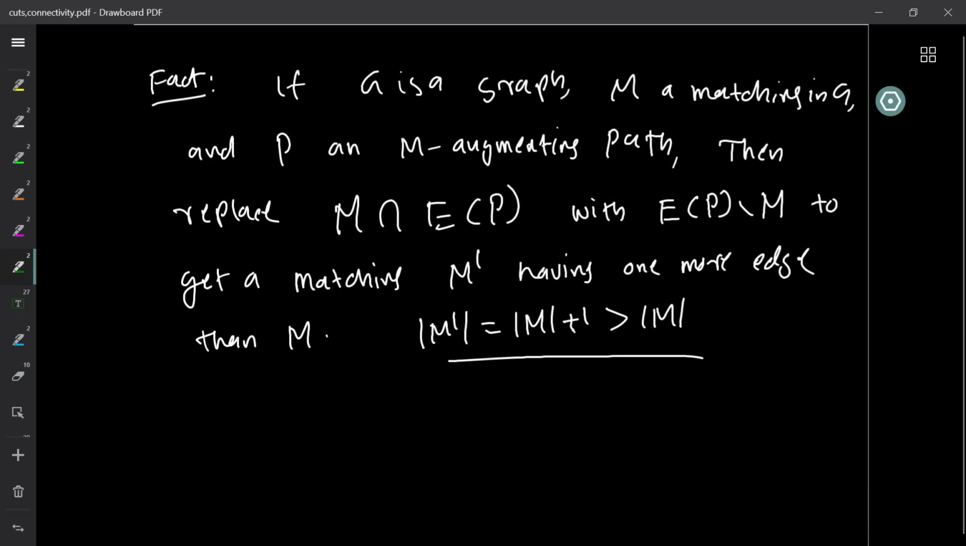We want to see: if G is a graph, M is a matching, and we have an augmenting path, let's say P, then if you replace M intersection edges of P, that's what we just did. We took the matching edges from P, removed them from the matching, and then put in the edges of P minus M. Then you will get a matching with exactly one extra edge, so that M prime has strictly greater cardinality than M, or cardinality of M plus one edges.